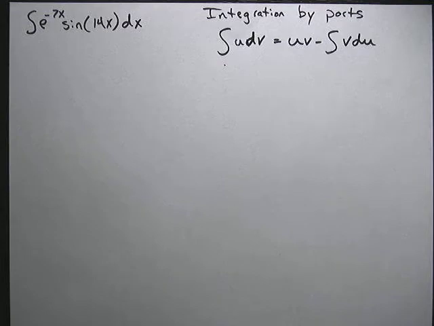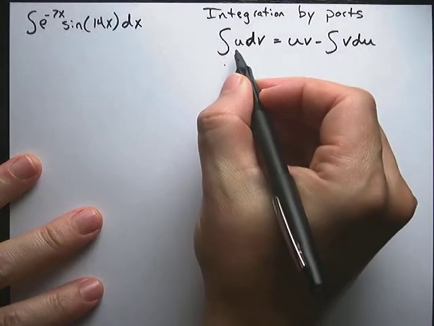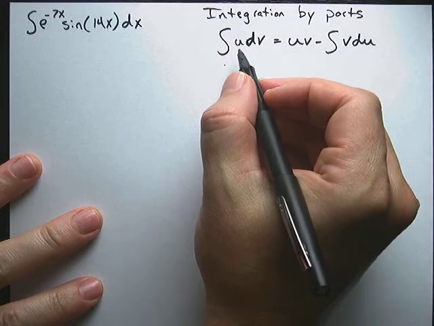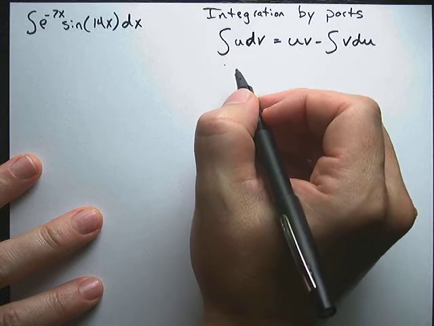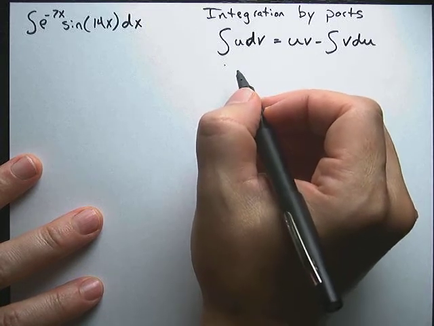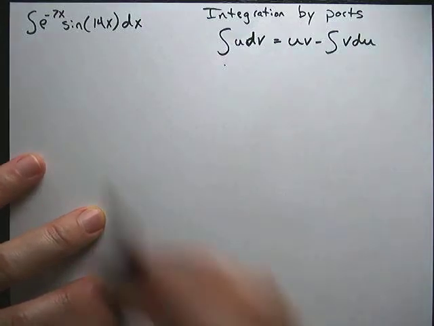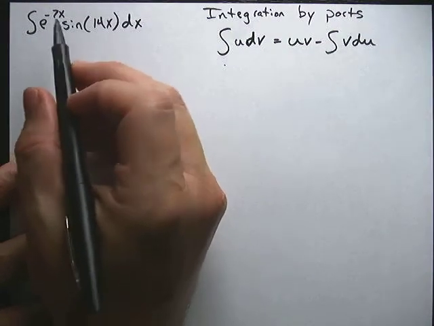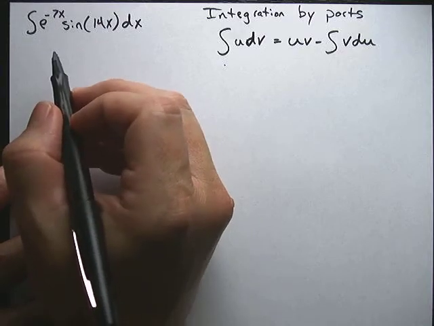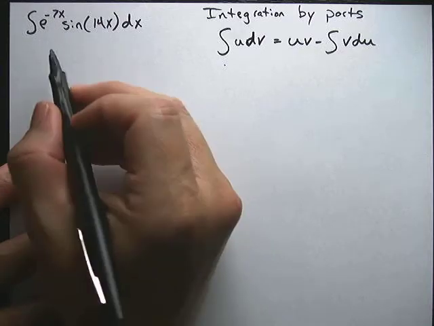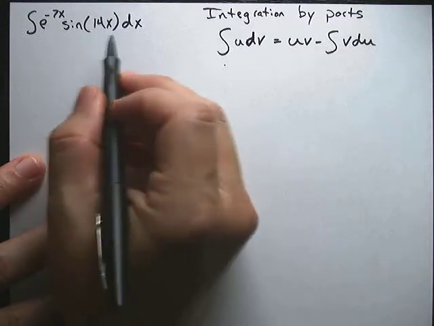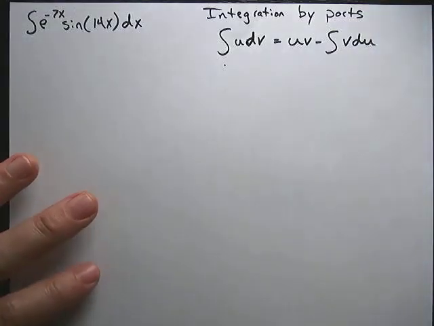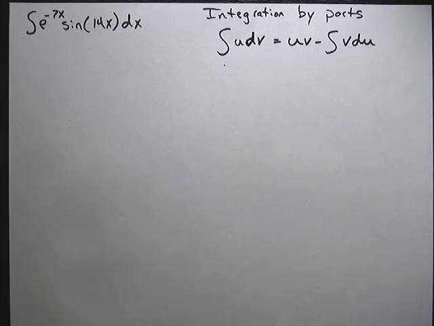We know, typically speaking, you want to choose the u so that when you take the derivative, it starts to go away. In other words, if you take enough derivatives of that u term, it'll eventually go away, but that's not going to happen here. We take the derivative of e to the negative 7x, it's just e to the negative 7x divided by negative 7. That would keep happening. The derivative of sine of 14x turns into cosine, which turns back into sine, which turns back into cosine. So neither one of them goes away. So we're going to have to approach this problem in a little different way.